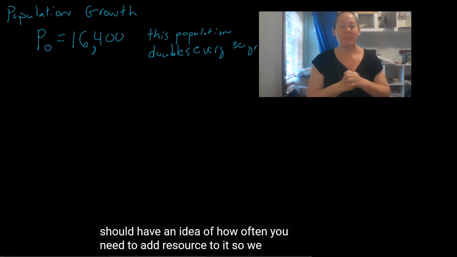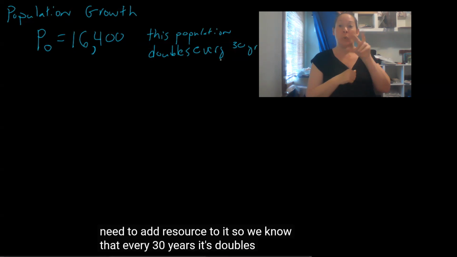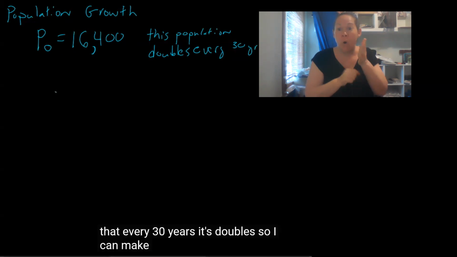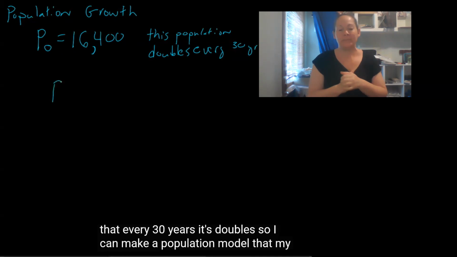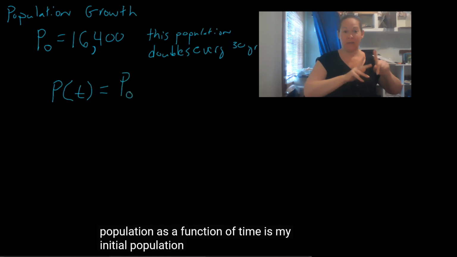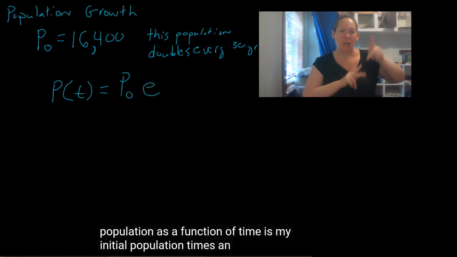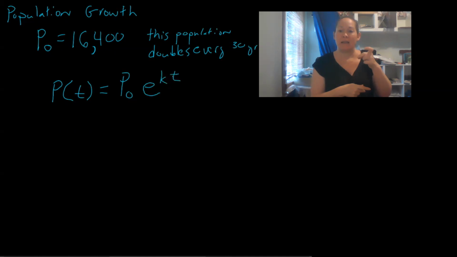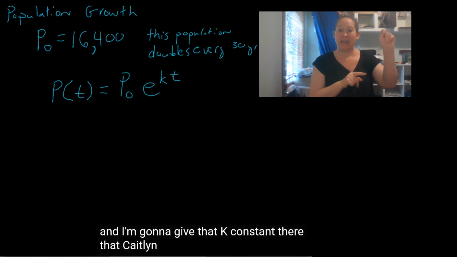So we know that every 30 years it doubles. So I can make a population model where my population as a function of time is my initial population times an exponential, and I'm going to give that k constant there, that k constant.